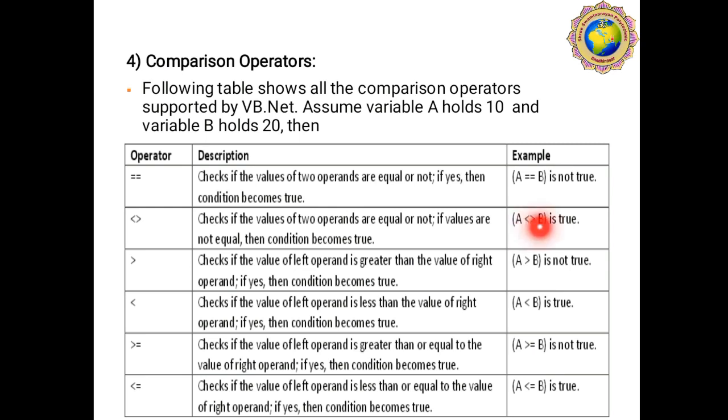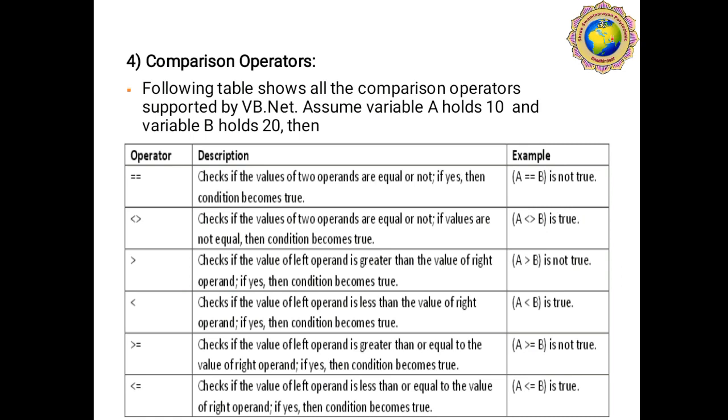Because here it gives the answer true. Why? Because it compares the value of A with the value of B using this operator. The condition is satisfied, so it gives the answer true.